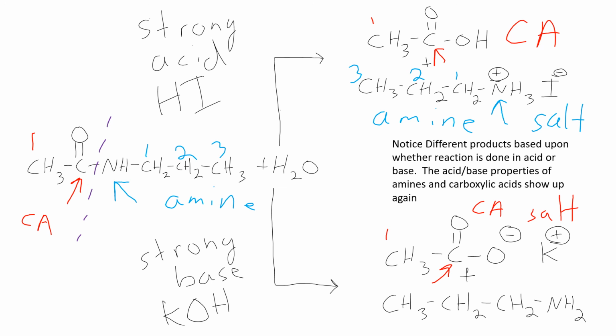Now, mapping things on for what's happening with the amine, the nitrogen from the amide is going to form the nitrogen from the amine. What do I have connected to that nitrogen? Well, I have a CH2. I better have a CH2 in my product. What's connected to that CH2? Another CH2. I better have that CH2 in my product. What is connected to that CH2? CH3. I better have that connected in my product.